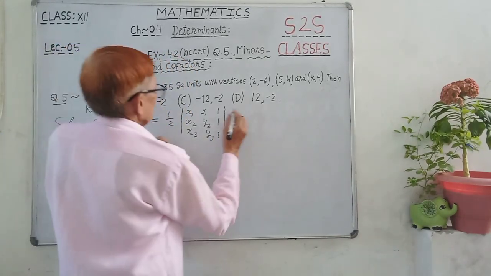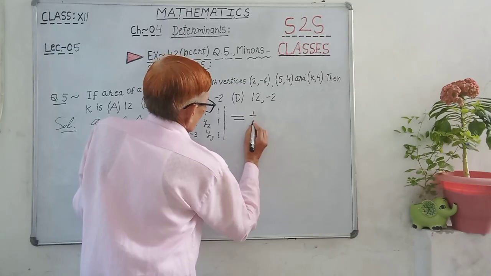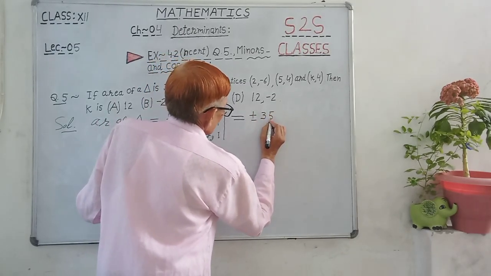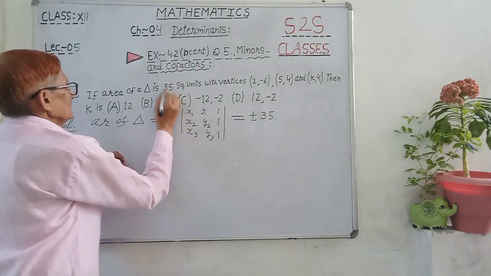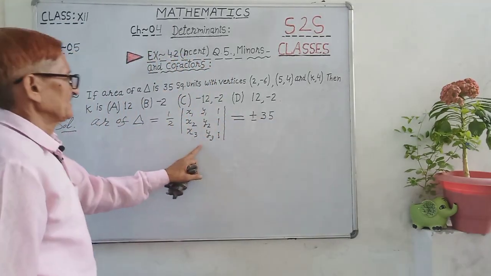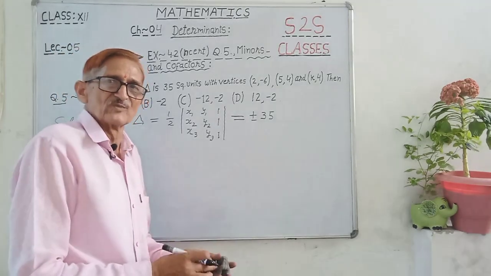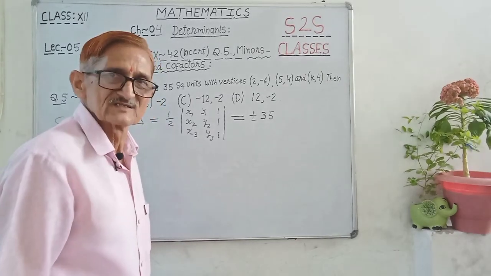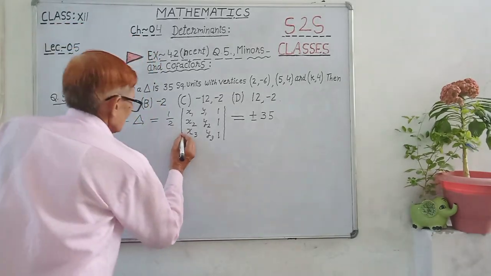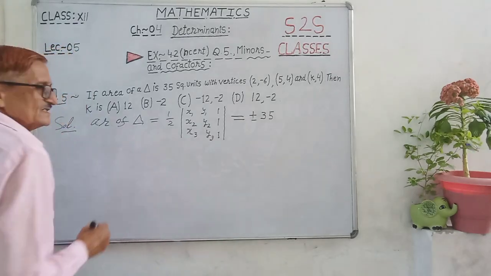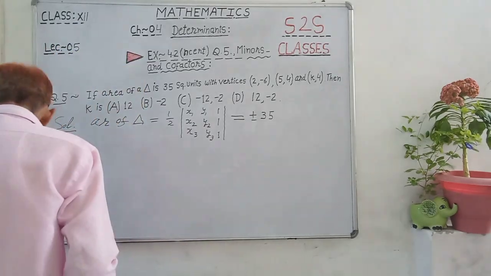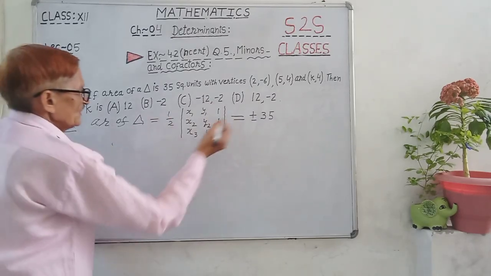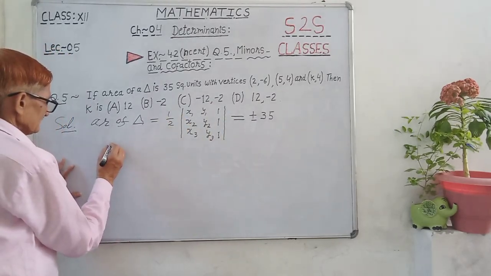This is given as 35, so here we use plus minus 35, because area is always positive and the expansion of this determinant may be negative or positive, so half of that must be plus or minus 35. Then we have to solve case first as plus 35, case second as minus 35. Now first simplify, so half, 2 will go to that side.